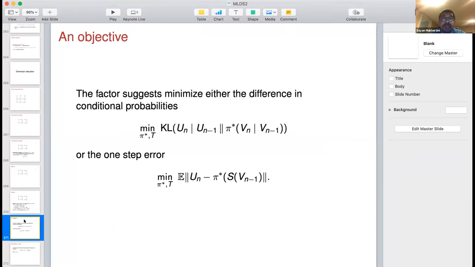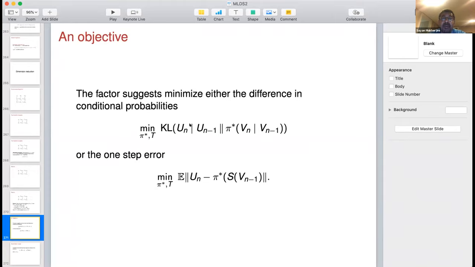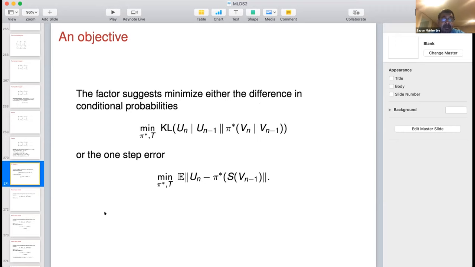The idea of a factor suggests that instead of asking for conjugacy, which might be a lot, can I minimize the Kullback-Leibler divergence between U, mu_n, and V, V_n? Or can I measure just one step ahead error? So this is the idea. What we've started playing around with is whether we can implement something like this.